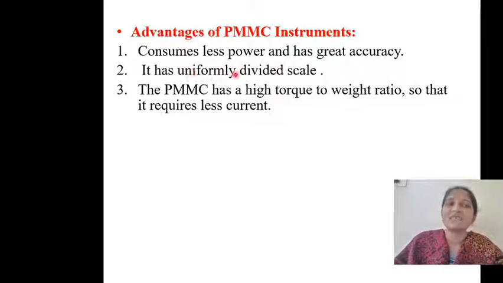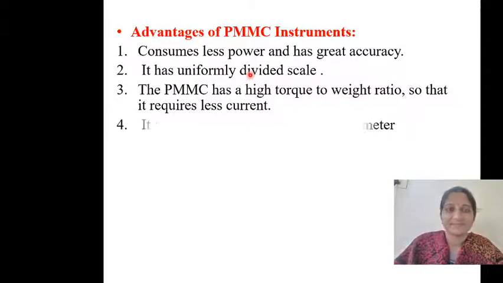And it has a uniformly divided scale. Why I am saying this is, as we derived in the equation, theta is proportional to I. So theta is proportional to I means that it will be directly proportional to the current. So the scale will be uniformly divided.